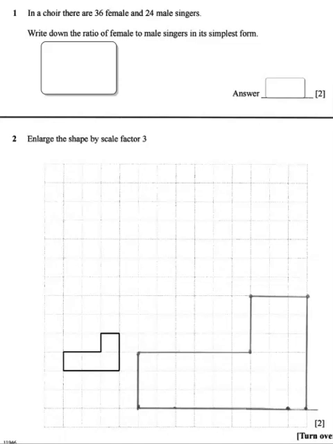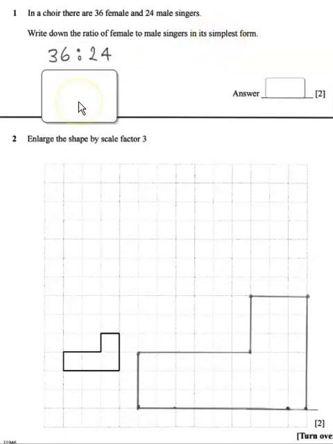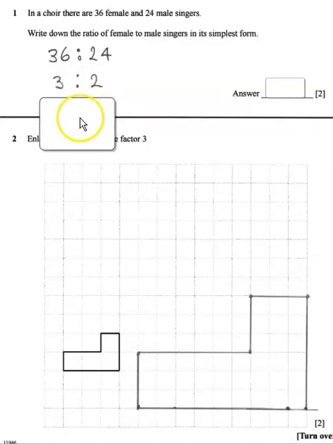For question 1, it says, in a choir there are 36 female and 24 male singers. Write down the ratio of female to male singers in its simplest form. So the first thing is we put it down as a ratio, 36 to 24, and then we can divide both sides by 12. So 36 divided by 12 is 3, 24 divided by 12 is 2. So it's been cancelled down to 3 to 2.